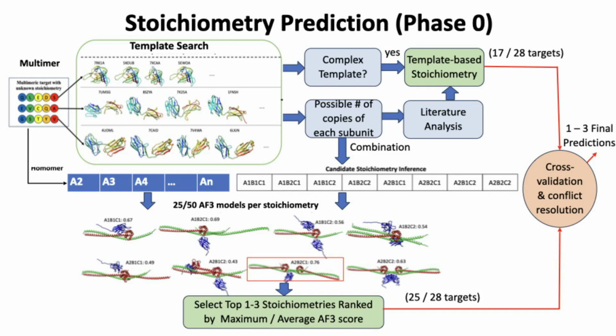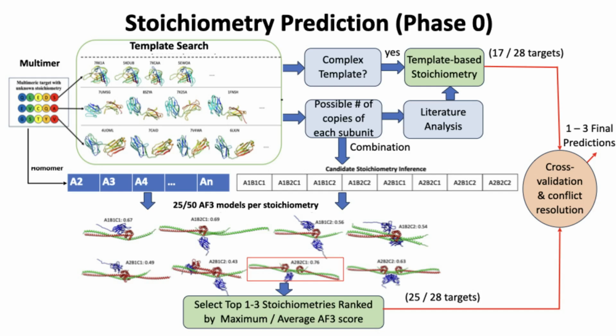Otherwise, we get the possible copies for each subunit. We combine them to generate different combinations of stoichiometries. For homomers, it's very easy. You just enumerate from A2 up to the maximum number of copies you can have. Then we generate about 20 to 50 models for each stoichiometry. We use the maximum score or average score for these models to score each stoichiometry. Then we select about 1, 2, 3 stoichiometries as our prediction, then validate against the template-based stoichiometry prediction. Finally, we make 1, 2, 3 stoichiometry predictions for our final solution.